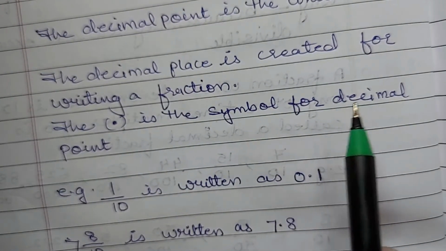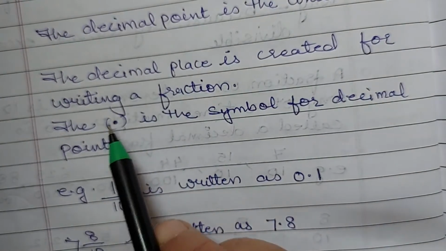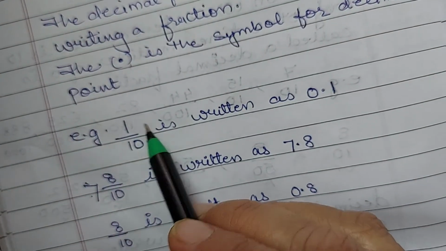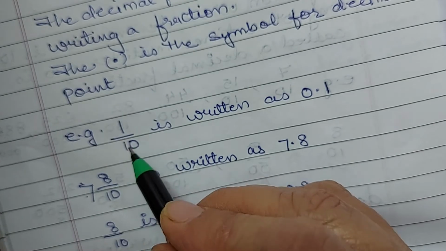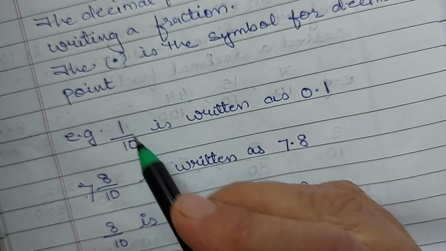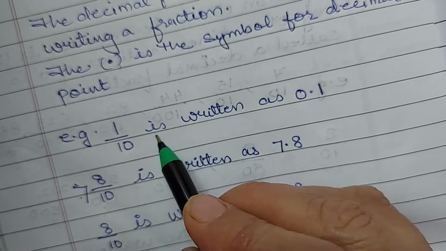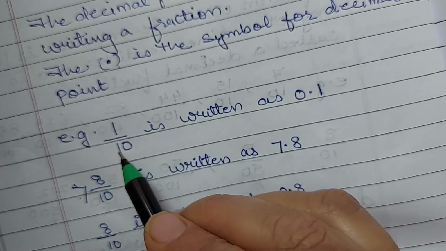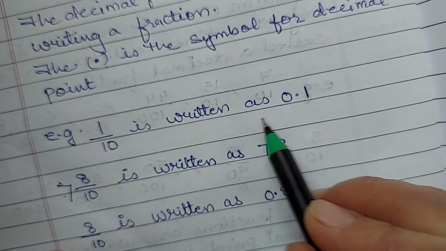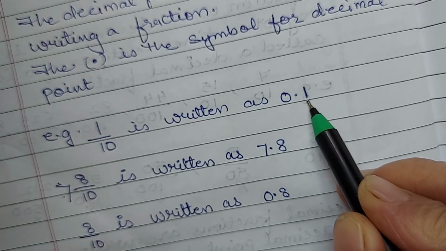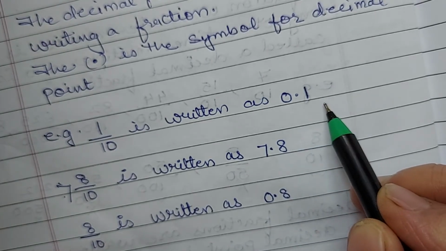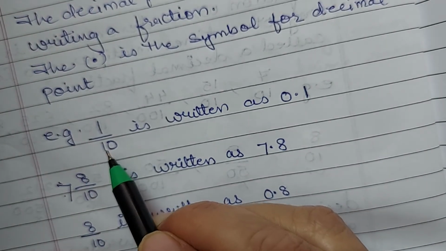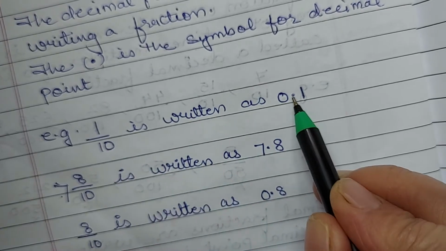Now don't get confused. What is the decimal point? A point written between the numbers is the decimal point. For example, you all know 1 upon 10 is a fraction. 1 is the numerator, 10 is the denominator. This is a simple fraction. To write it in decimal form, we will write it as 0.1. Now why is it written like this? Because 10 has one 0.